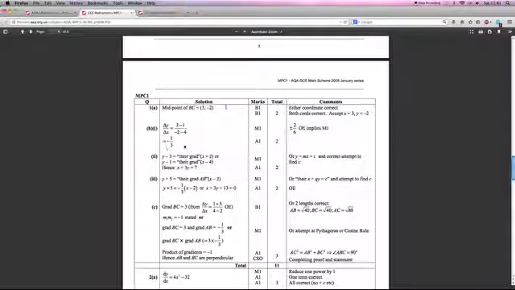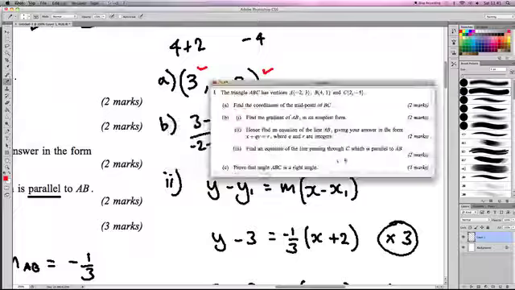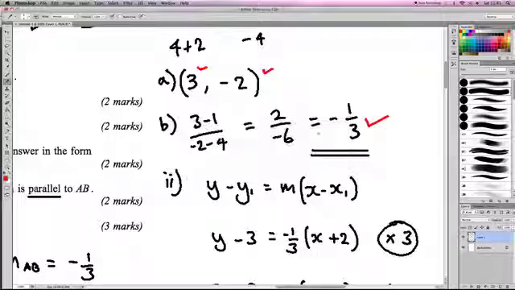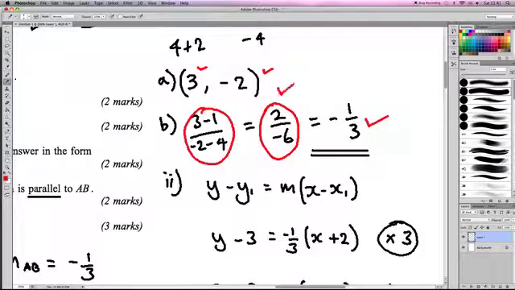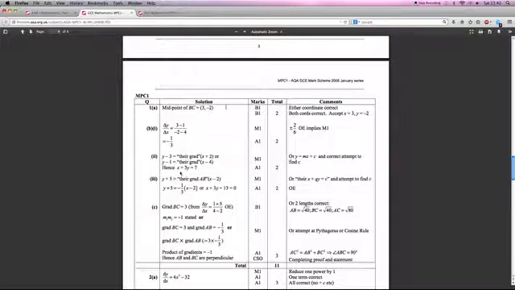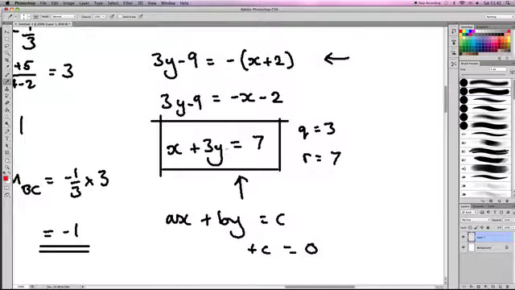If we go back to B, the answer is minus a third. If we go back to the notes, it says having the gradient as 2/6 implies you've done working out. So that will give you the working out mark or your method mark, but your final mark has to be in this form. So they've got x plus 3y equals 7.